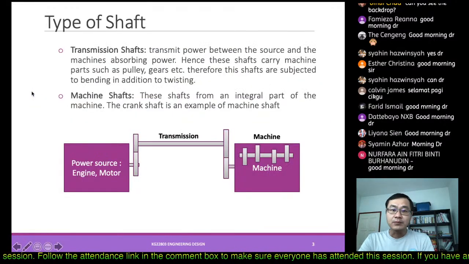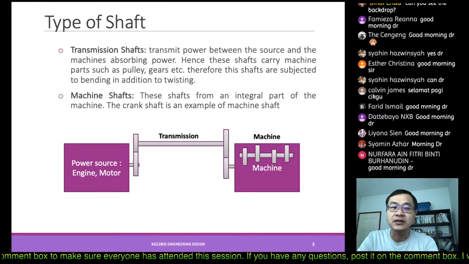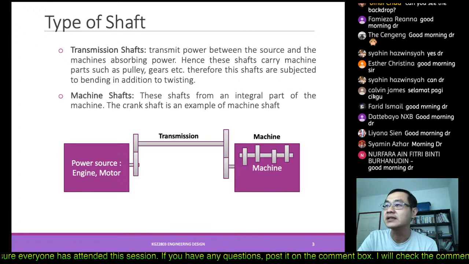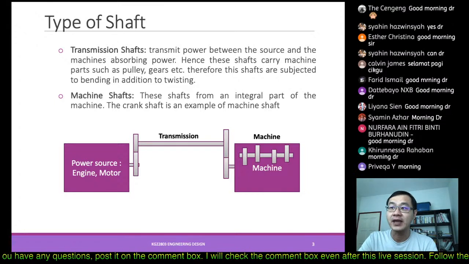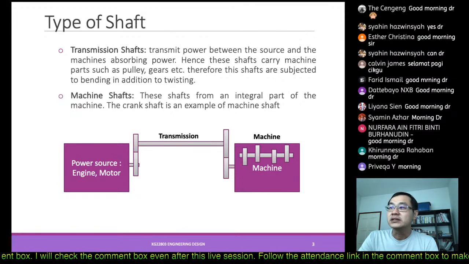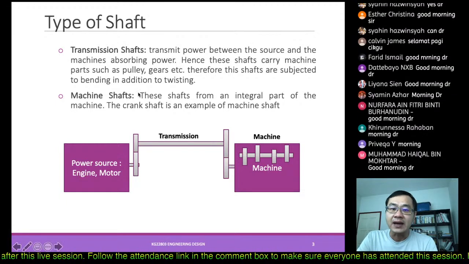Okay, now back to the shaft story, right? In the shaft itself, we can categorize them into 2 types. The first type is the transmission shaft, and the second one is the machine shaft. The difference is where they are applied.